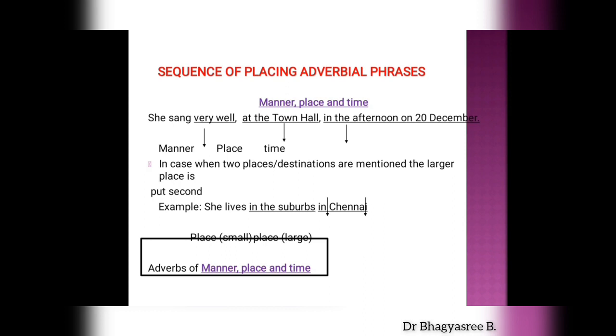So for example, she sang very well at the town hall in the afternoon on 20th December. So this is the format. This is the order in which the adverbs have to be placed. So you can see the slide. Sequence of placing adverbial phrases. See, the sentence is she sang very well at the town hall in the afternoon on 20th December. See, first one is very well.